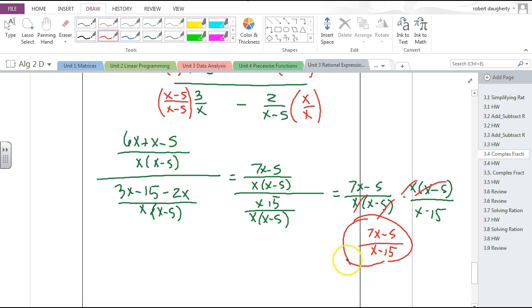Well, this is as far as this can go. You can't simplify this any further. There's no further simplification. I've got one factor, 7x minus 5, over x minus 15. There's nothing else I can do. You can't say, well, 7x divided by x, the x's cancel. You can't do that. You can't do 7x minus x is 6x. There's nothing else you can do here. You've got one factor divided by one factor. So that's as far as we can go with that.